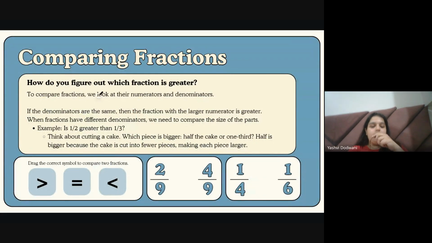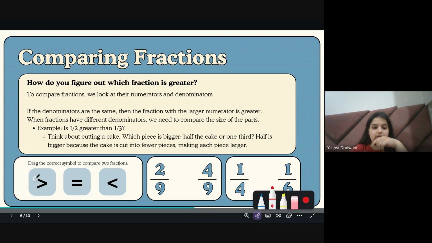Now we'll see how we can compare fractions. Which one is greater and which one is smaller? For comparing we use three signs: the sign of greater than, the sign of smaller than, and the equal sign.